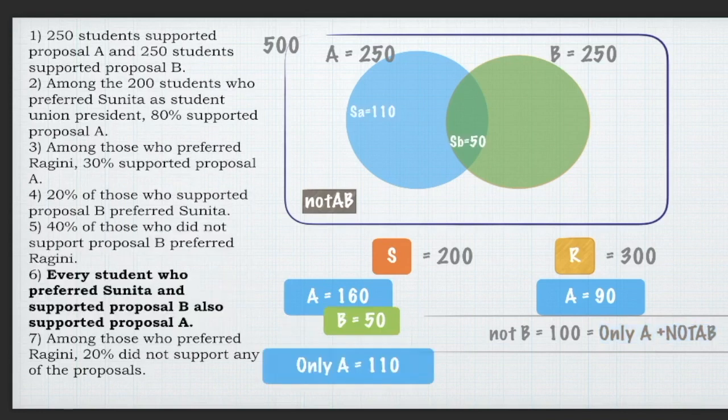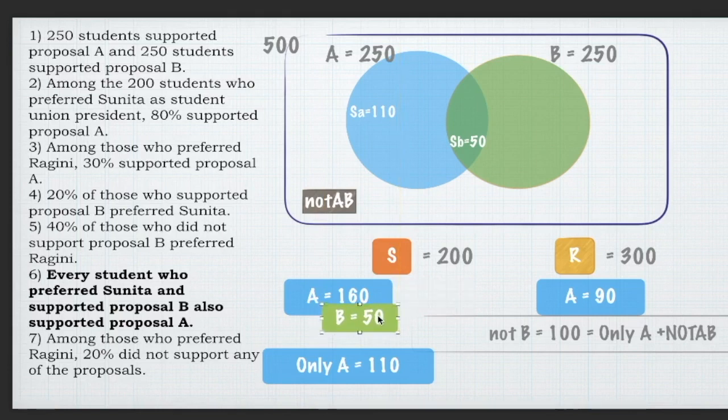Moving on. Every student who preferred Sunita and supported proposal B also supported proposal A. Okay, very interesting. Spend a second with it, repeat the information a couple of times. All the supporters of Sunita who supported the proposal B also supported proposal A. That means this B that I earlier thought was made up of only B as well as A and B is actually all A and B, and this 50 is a subset of this overall 160.